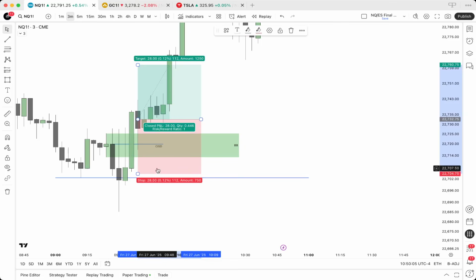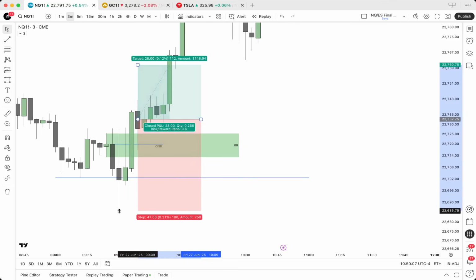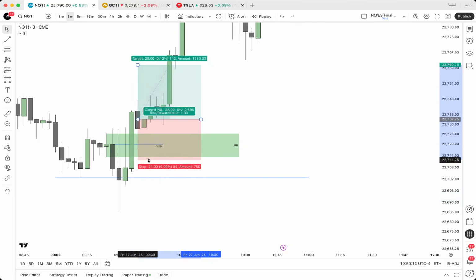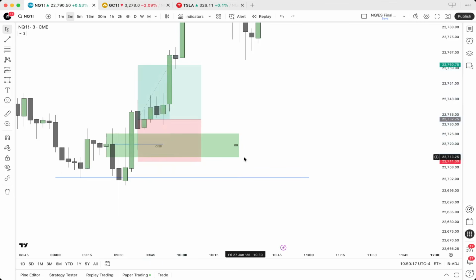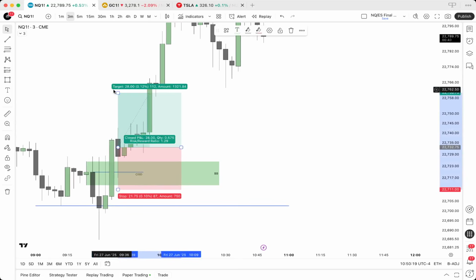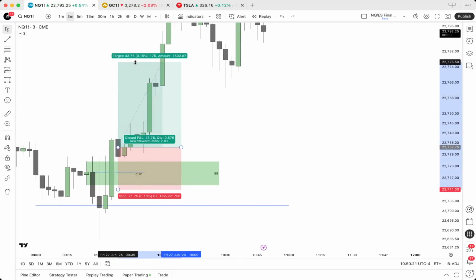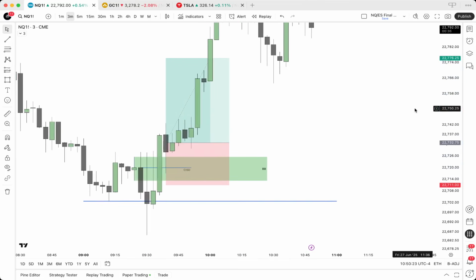And so instead of having my stop with the original fractal at that 47 point stop at the change in state of delivery low, I only put my stop about 1 to 2 points below this breaker block here, which you'll see I mark out right here, about 2 points below this breaker. And then I drag my TP up to a 2R in this position.